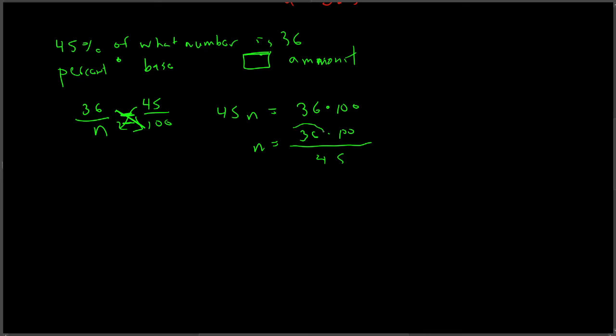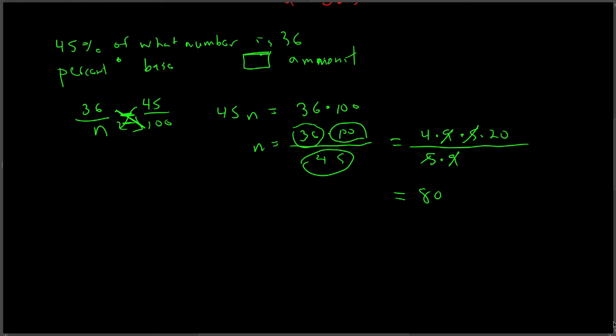And, well, that's divisible by 9, so that's 4 times 9. And this is divisible by 5, so that's 5 times 20. And this is 5 times 9. So these cancel. And I have 4 times 20, or 80.